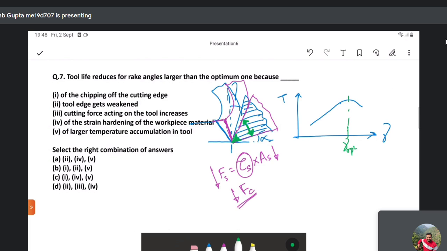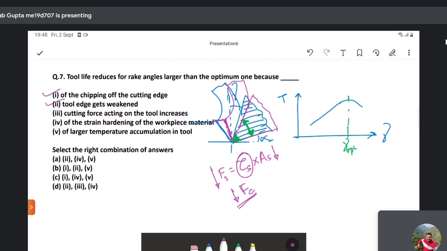So what are the reasons? As I said, chipping off of the cutting edge is one of the correct options. Tool edge gets weakened. Yes. Cutting force acting on the tool increases. No, cutting force is not increasing. Next, because of the strain hardening of the workpiece material, because of larger temperature accumulation in the tool.